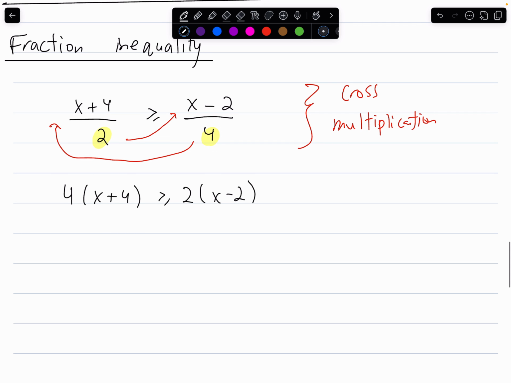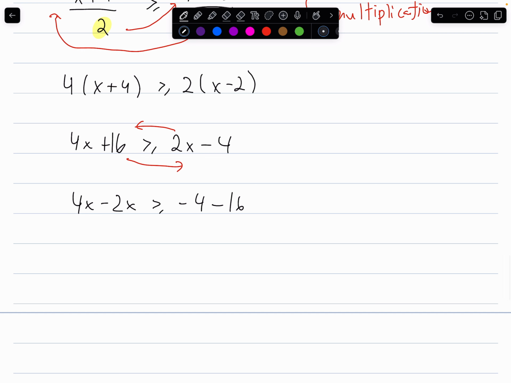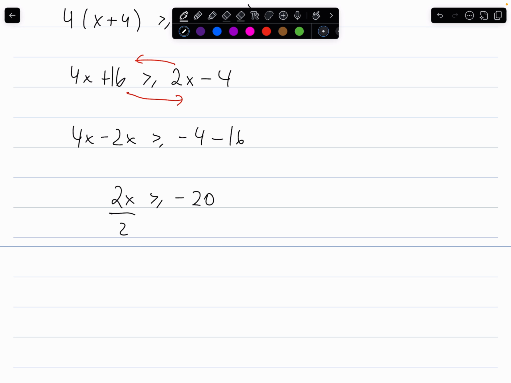And then I'm going to expand it out. So 4x plus 16 is greater than or equal to 2x minus 4. And then we got to bring the like terms to each other. So I'm going to bring the 2x to that side, and I'm going to bring the 16 to this side. So I'll end up with 4x minus 2x is greater than or equal to negative 4 minus 16. So we'll end up with 2x is greater than or equal to negative 20. And then I'm going to divide by 2. So we'll get x is greater than or equal to negative 10. And this will be our answer for that.